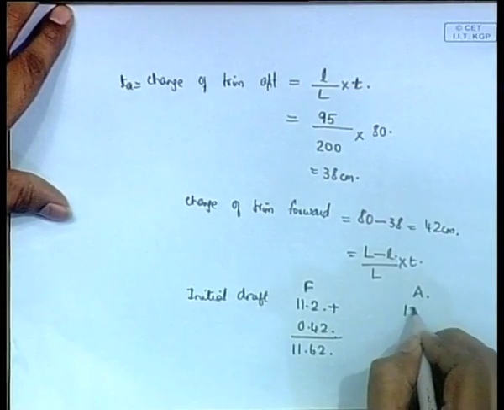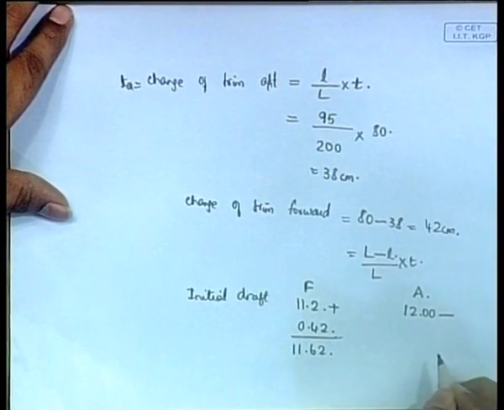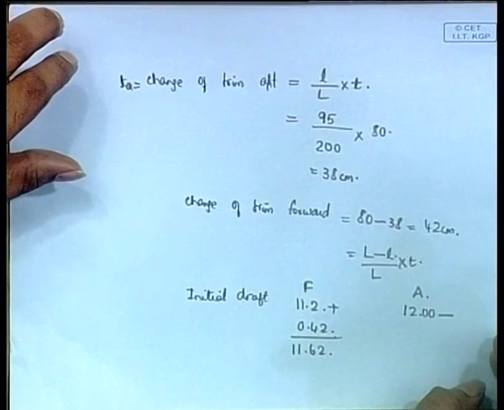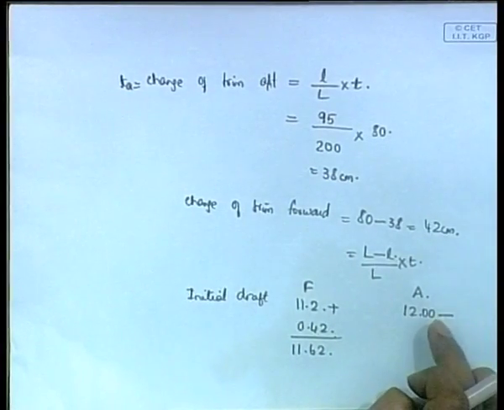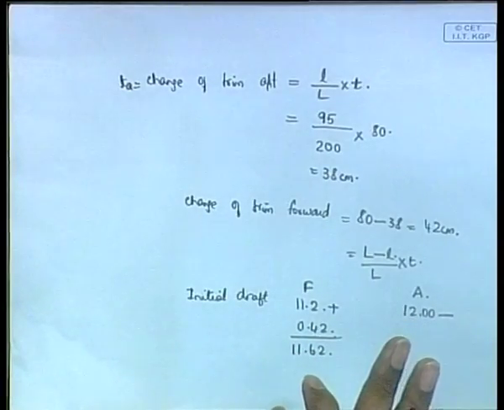Initial draft is 12, and in this case, it is trimming. This you have to check: when it is trimming, one of them will always be positive and the other will be negative. You have to see where the weight is moving.